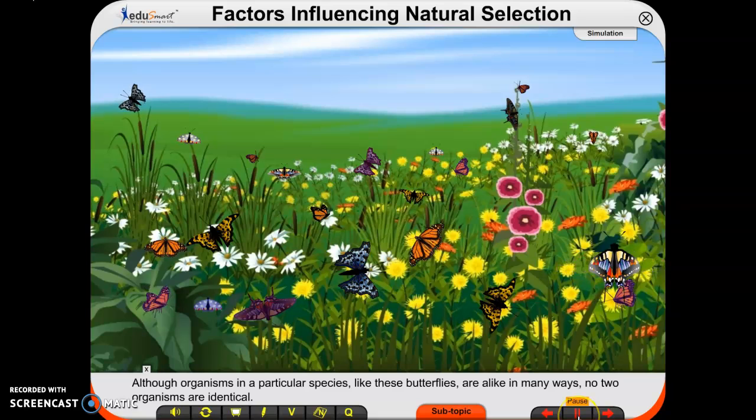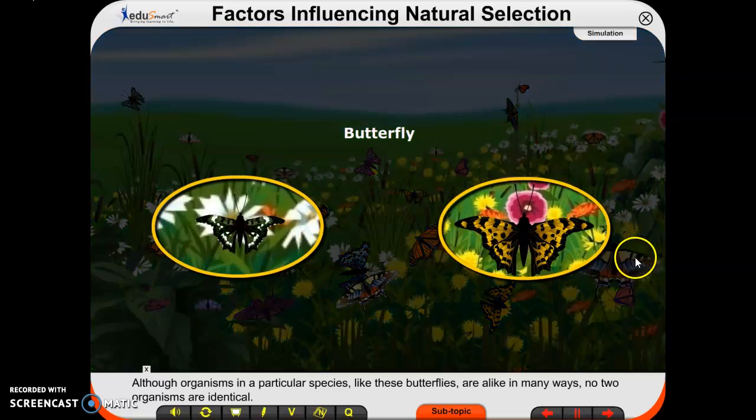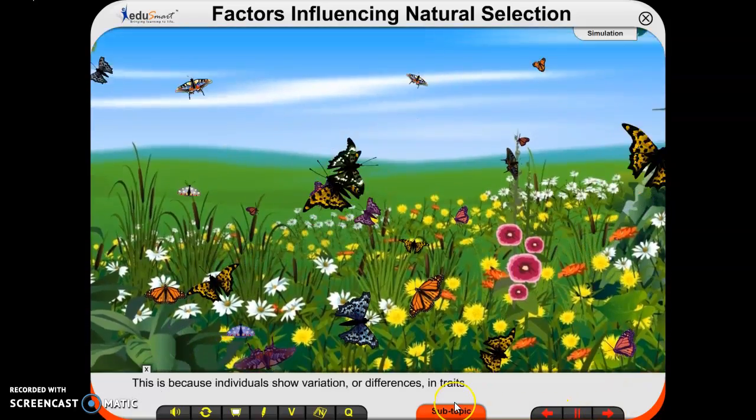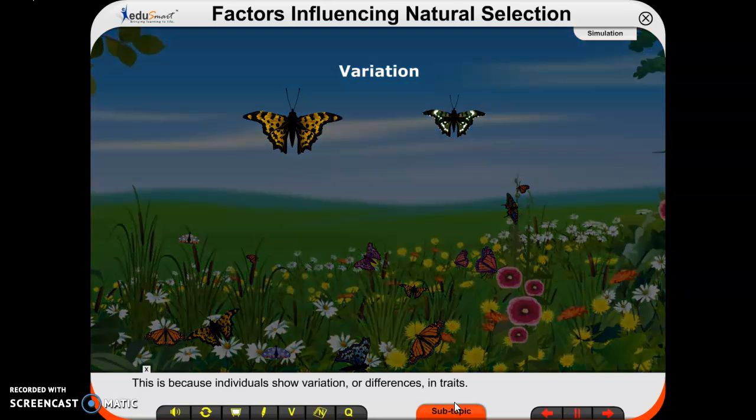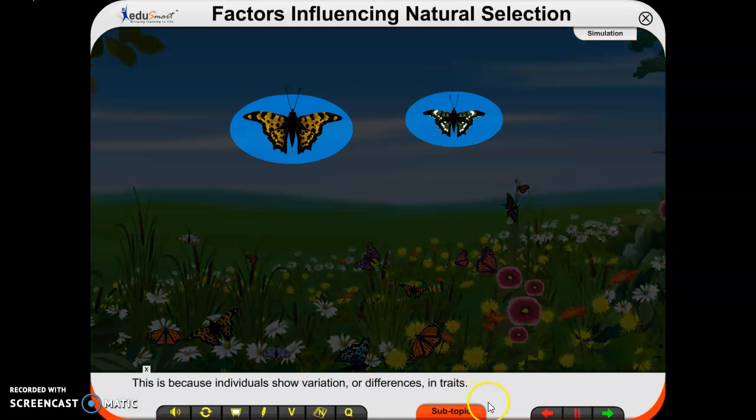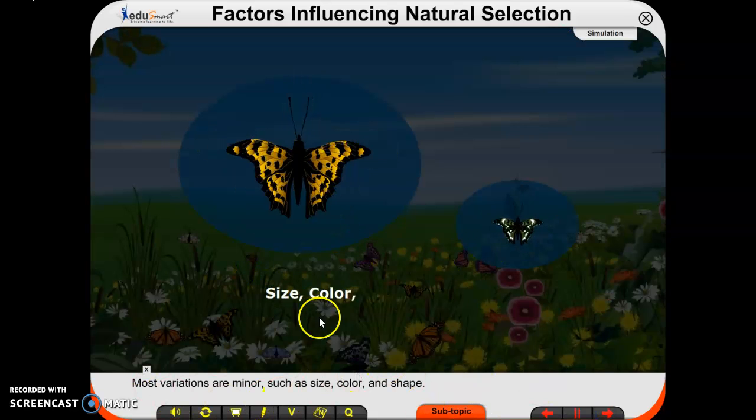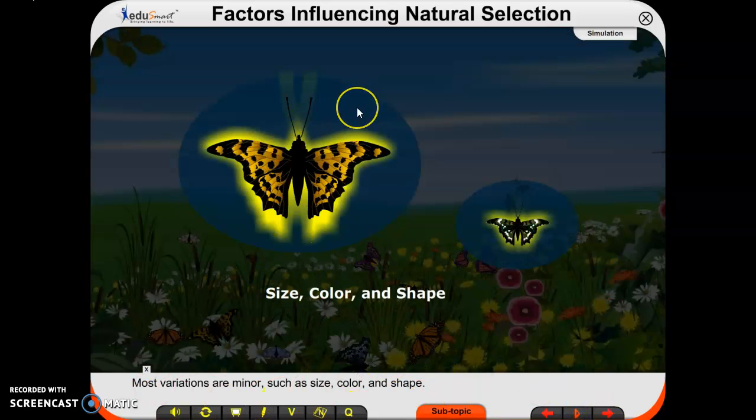Okay, so again, we know that no two organisms are exactly the same. There's some variations, and by variations we mean differences. Some of these variations can be size, they can be color, they can be shape. Those are some of the minor variations. So even though you have the same type of butterfly, they might be a slightly different color or one might be bigger than the other.